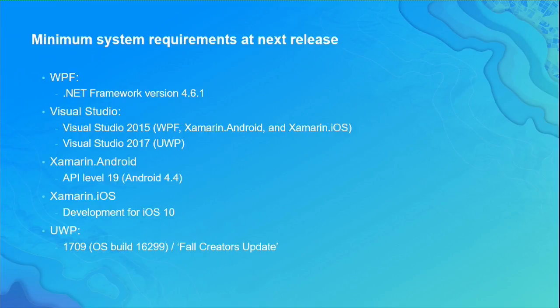UWP is the same thing. We're actually going to require the Creators Fall Update when this ships, because that's the minimum version. For UWP, that is a quicker push than we first anticipated, but last I heard 85% already have that version, so it's coming out really quick. Xamarin, there are no changes. They're basically already compliant.